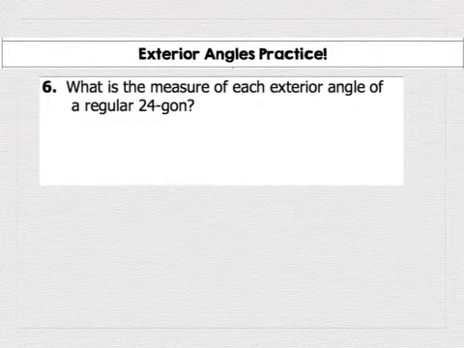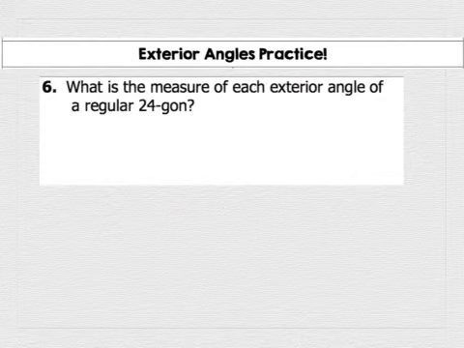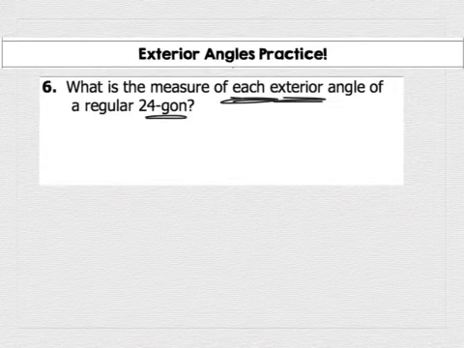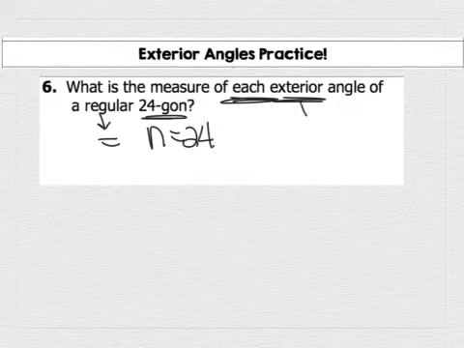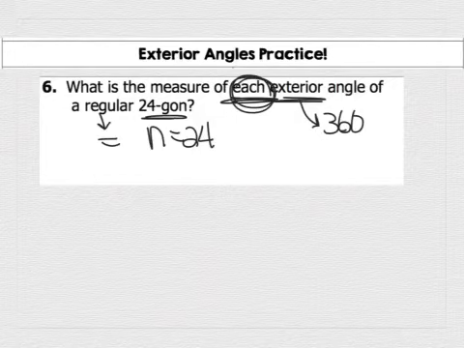Okay, so when we read this, this is exterior angles practice. I have to read through the question. It says each exterior angle of a 24-sided figure. Well, I know the word regular means all parts and sides are going to be equal. 24, I know my N is going to be 24. I see the word exterior, so somehow 360 is going to be involved, but I don't need them all. I just need one, or each.